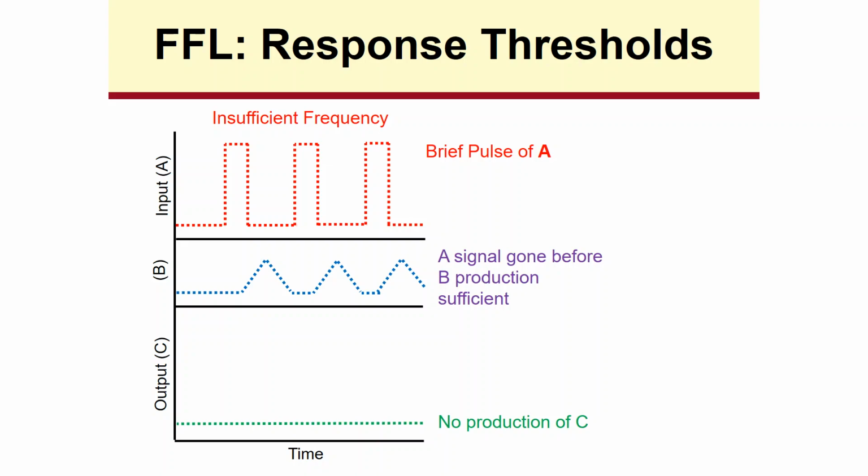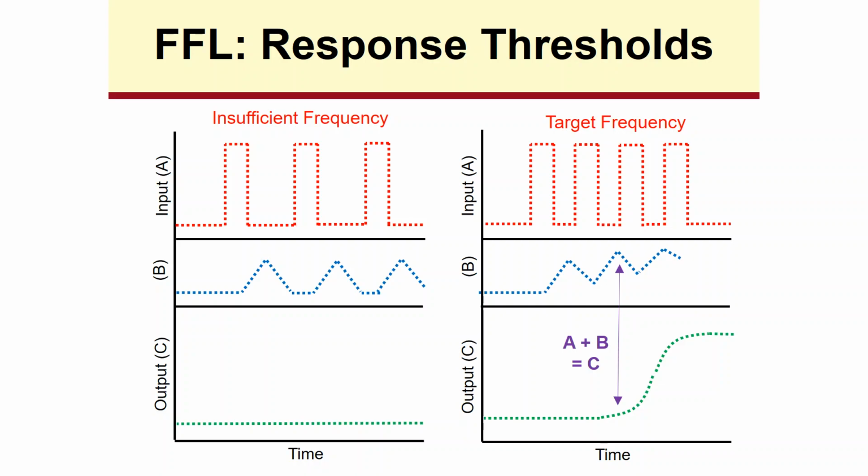This also can be a way of measuring the frequency of a particular stimulus. If we're getting brief pulses at regular intervals, but they are too far apart, if it's too low of a frequency, we won't get production. A higher frequency will allow A and B to be present at the same time, and will eventually build up enough where we will start to produce C.